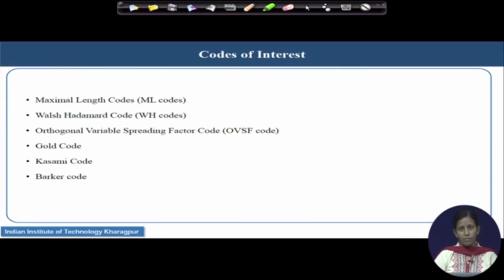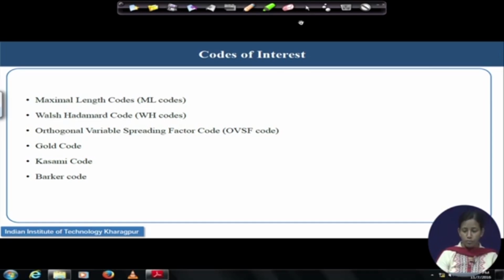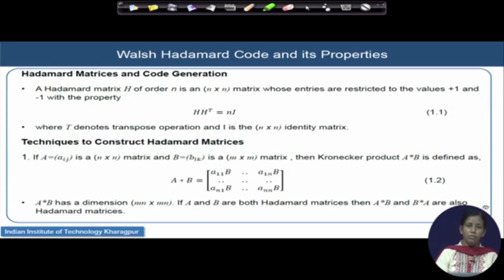So, codes of our interest. There are maximal length sequence codes, which we have already studied in detail, and the rest are new to us: the Walsh Hadamard code, orthogonal variable spreading factor code, gold code, Kasami code, and the Barker code. We will learn all the remaining 5 types of codes, with the faith that the maximum length codes discussed are well understood. Let us start with the Walsh Hadamard code.